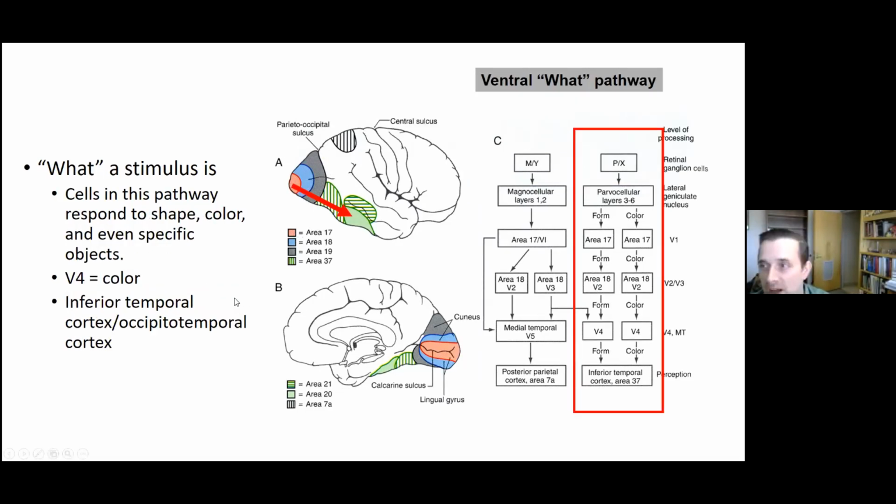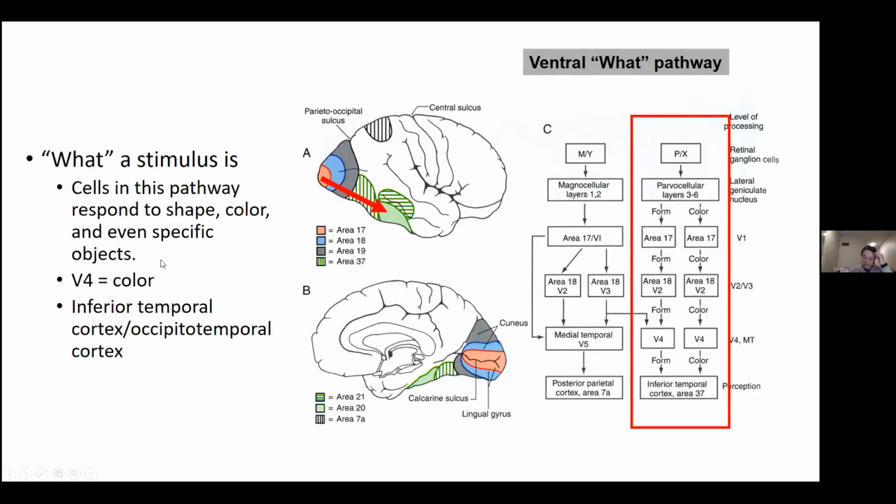All right, now what is a stimulus? What a stimulus is, this involves the ventral pathway. This makes sense because now we're going to bring in more detail, the shape, the color. How do we really identify what something is? We need to pay attention to the detail. So is this magnocellular or parvocellular? Be parvocellular. Yep, this would be the parvocellular stuff.